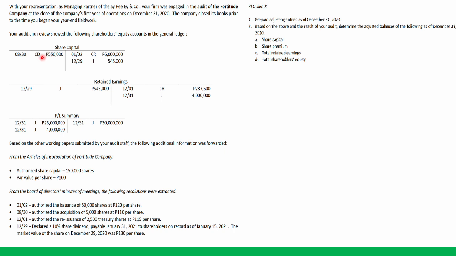So CD, that means cash disbursement. So the entry here of the client was debit share capital, which is incorrect, and credit cash, 550,000 pesos. Next, December 1. December 1 authorized the issuance of 2,500 treasury shares at 115 pesos per share. So 2,500 multiplied by 115. How much is that?